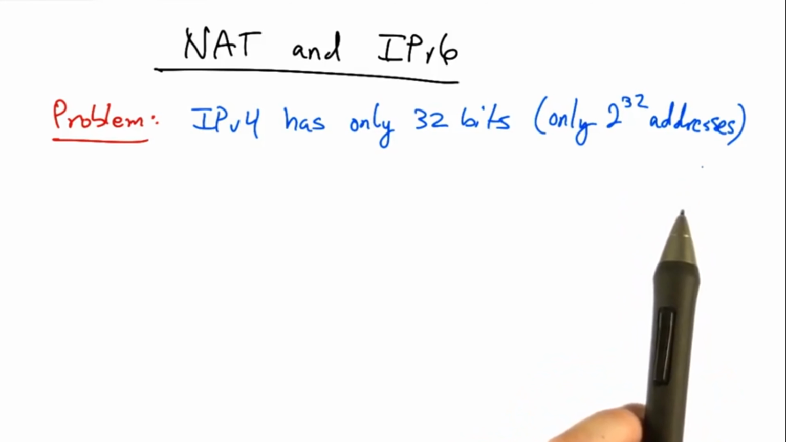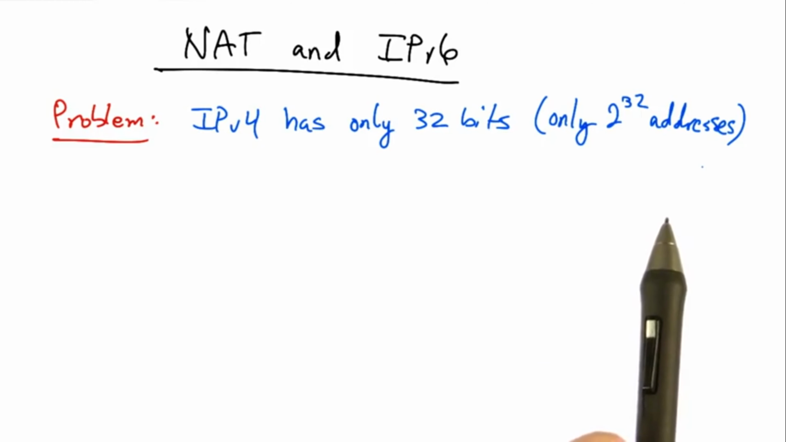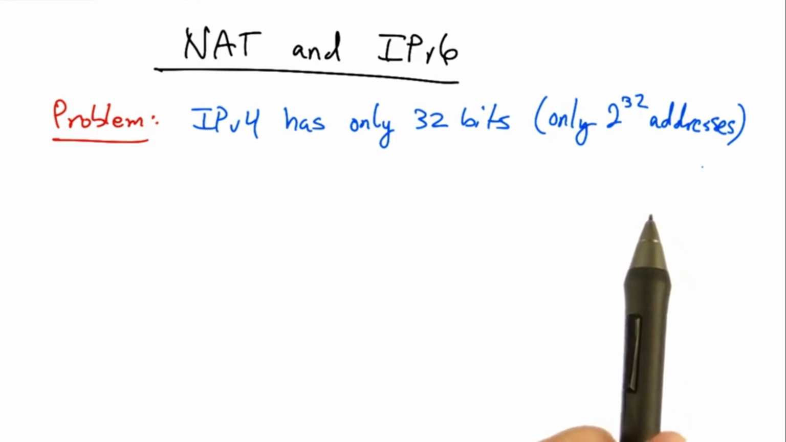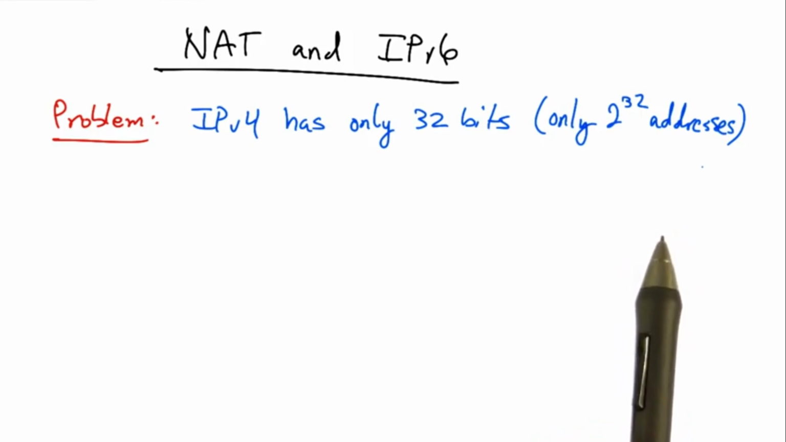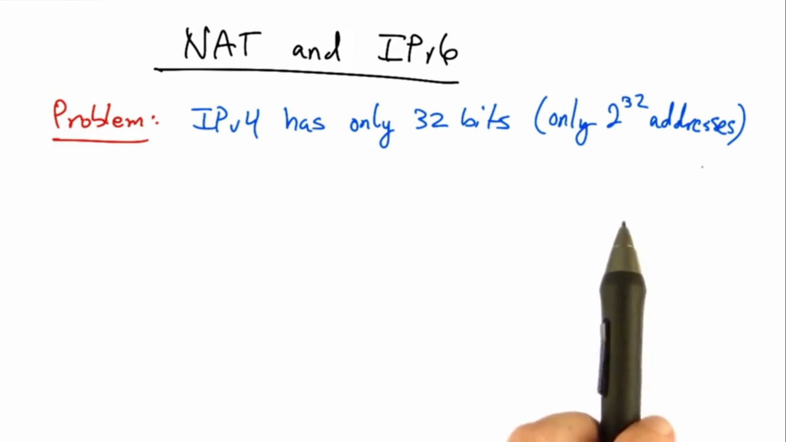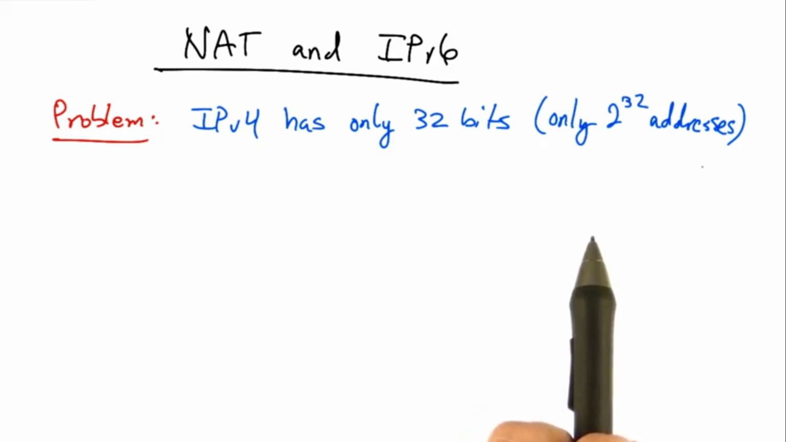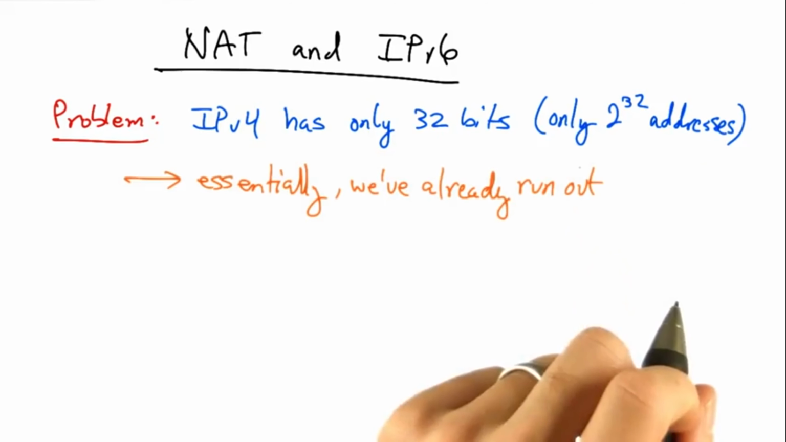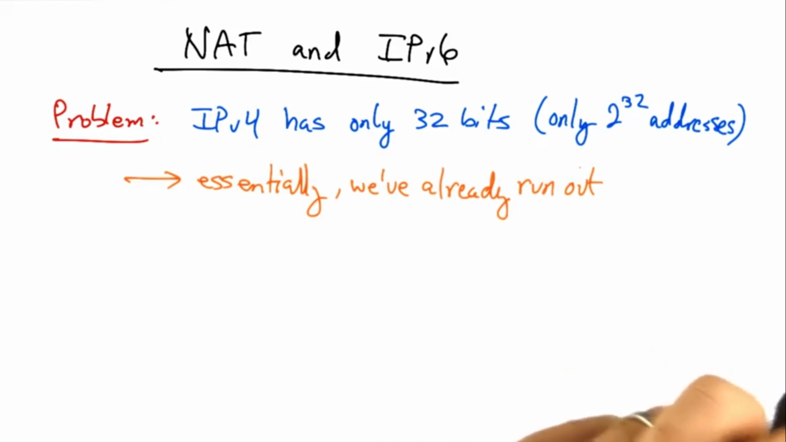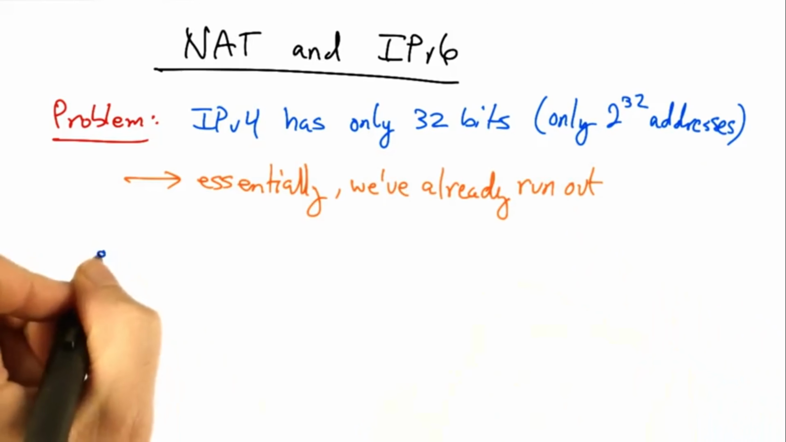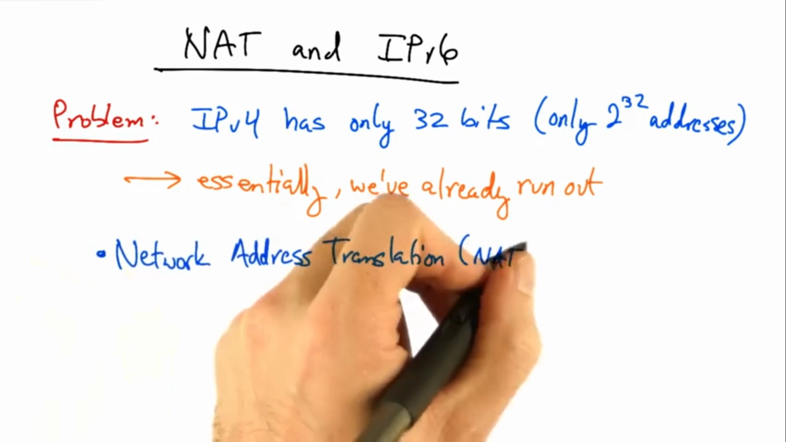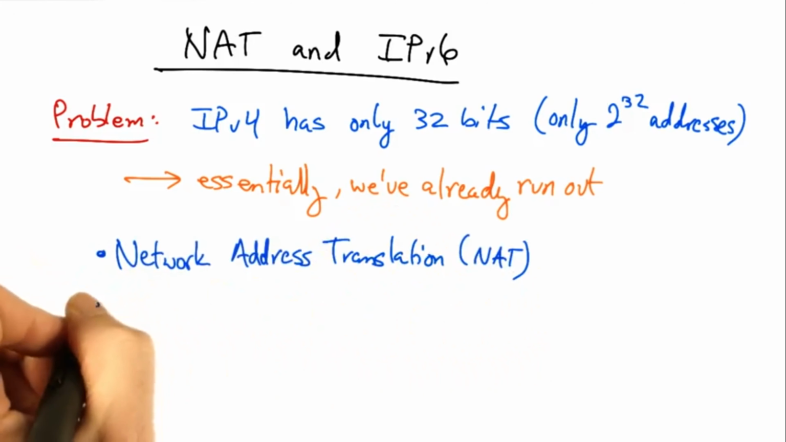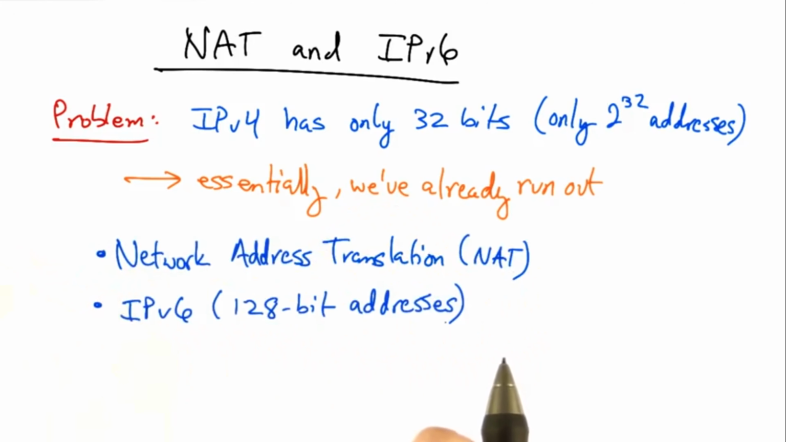In fact, we've already seen the last /8 from IPv4 address space allocated to the registries. So we're well on our way towards running out of IPv4 addresses. In some sense, you can say that we've essentially already run out. In this lesson, we're going to look at 2 solutions: Network Address Translation, or NAT, and IPv6, whose main feature is 128-bit addresses. Let's first take a look at NAT.